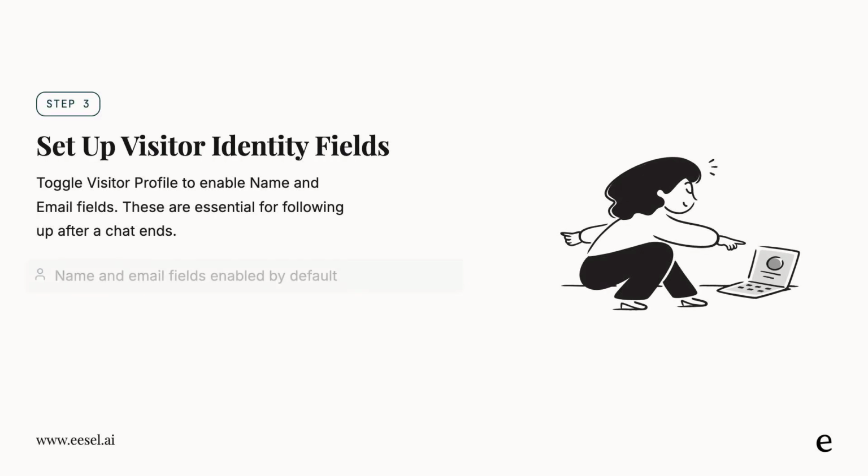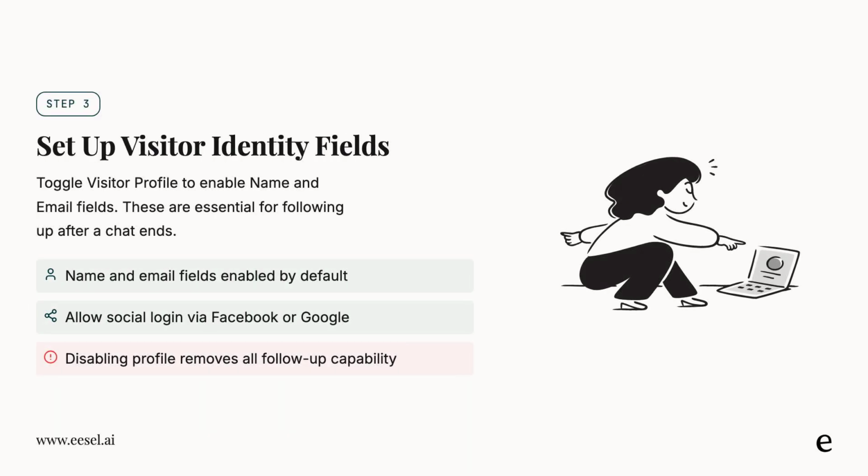Toggle visitor profile on to collect name and email, and optionally allow social login via Google or Facebook so visitors can skip manual input. One important warning, if you disable the visitor profile entirely, you lose the ability to follow up with that customer after the chat ends.